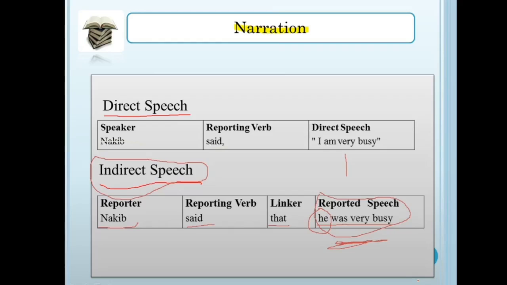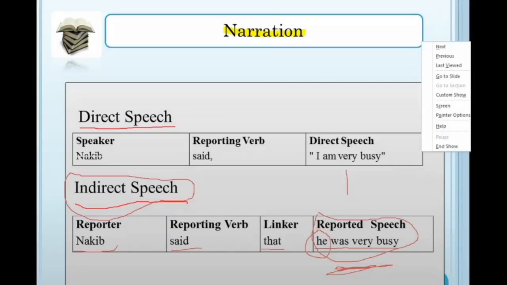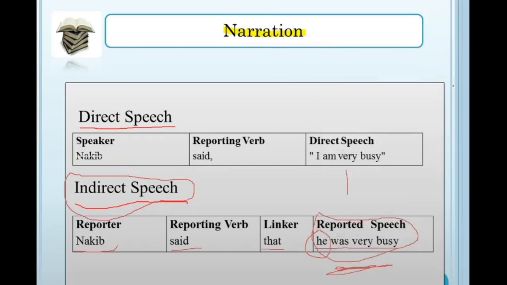Here Nakib is the speaker and Nakib said. The verb of the speaker is the reporting verb, and said is the reporting verb. Of course, there will be a comma after the reporting verb in a direct speech, and then there will be the actual sentence, which we have to put under inverted commas. I am very busy. So here the whole sentence is Nakib said, I am very busy.